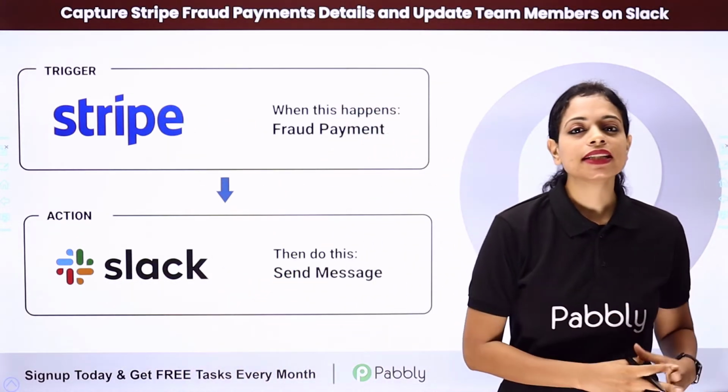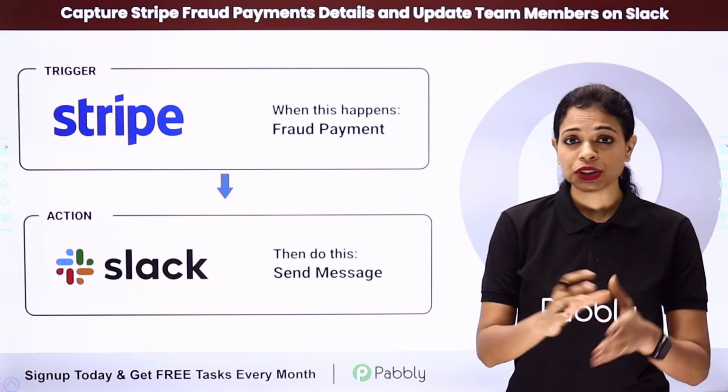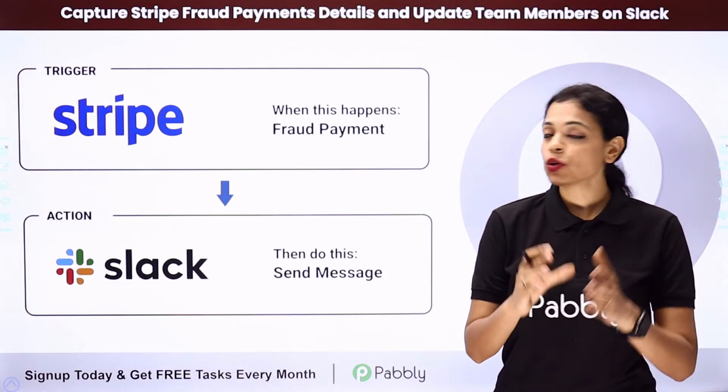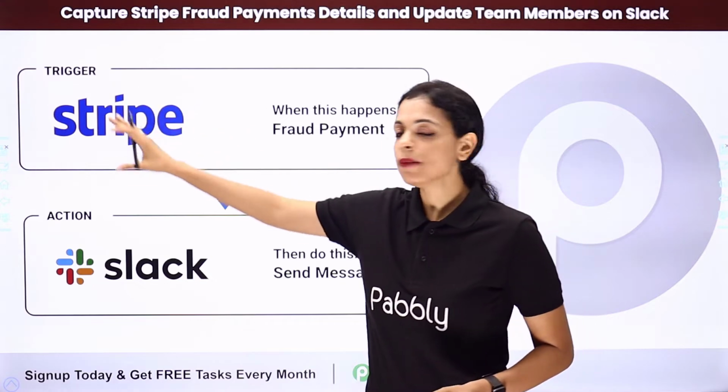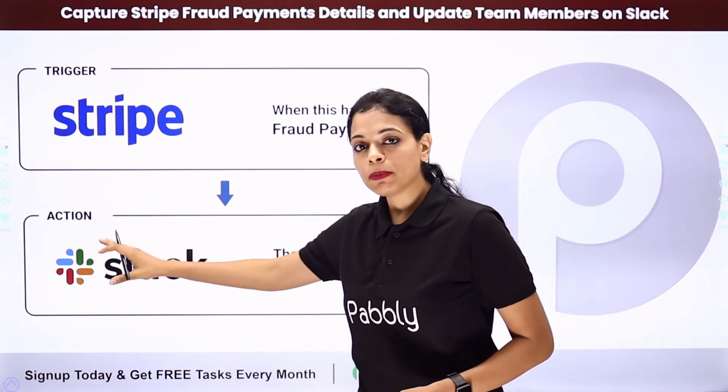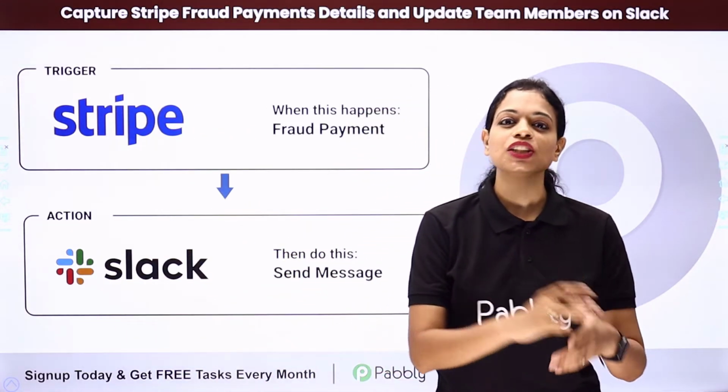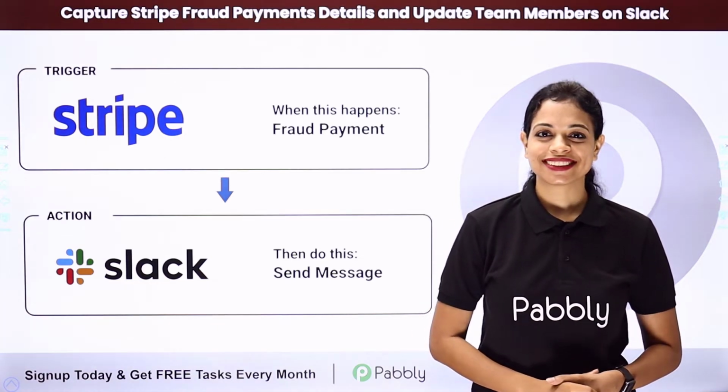So we are going to integrate this using Pabbly Connect. You can do it yourself. How? I'll show you. So here the trigger would be Stripe and the action application would be Slack. Now let me take you to my screen and show you how.